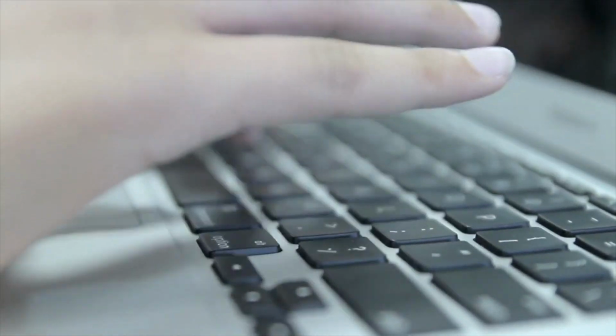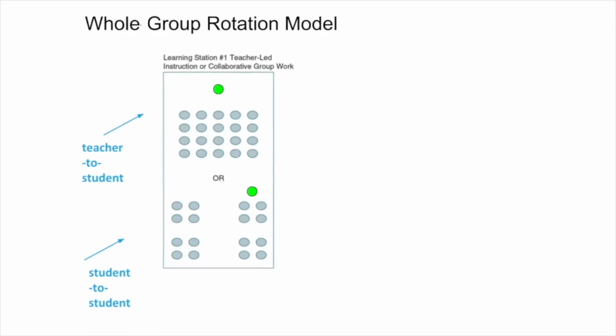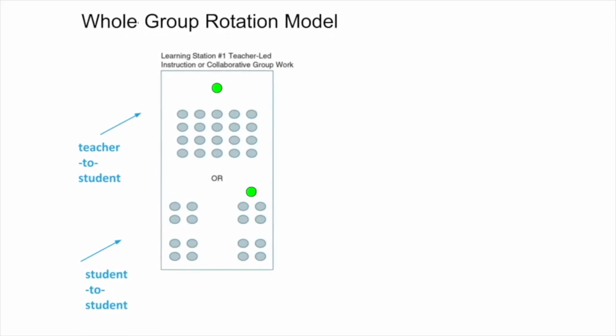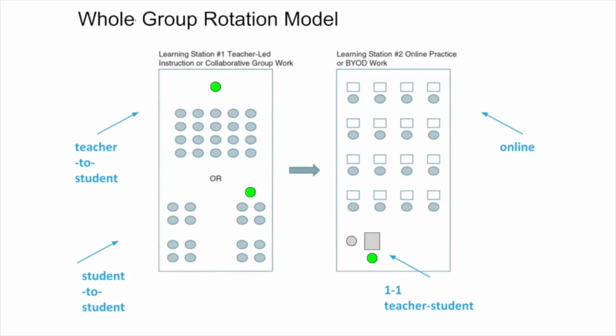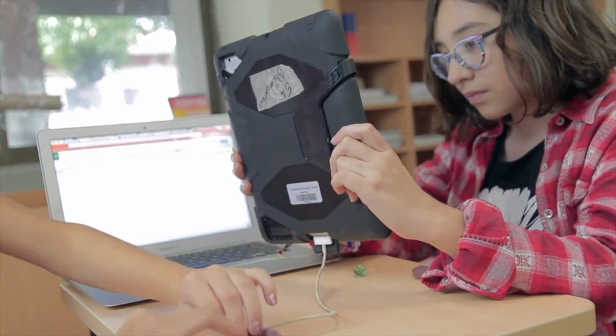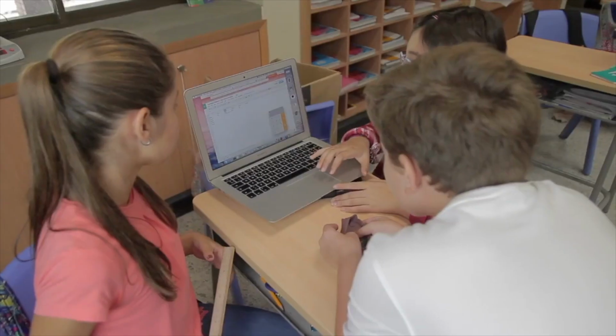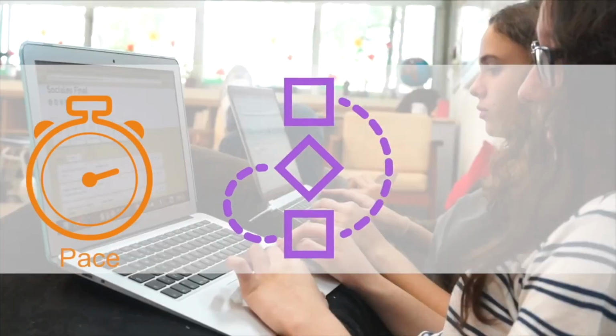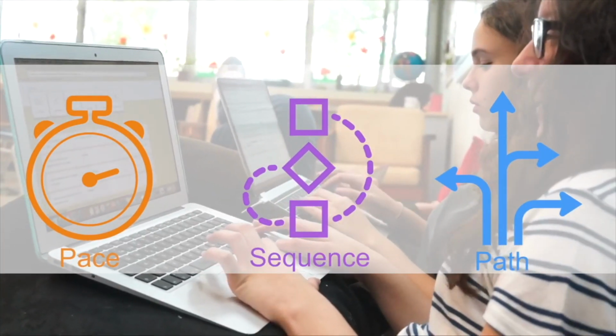The flow of the whole group rotation model is similar to an offline class because students rotate through activities as a group just like they do in a traditional classroom, only this time many of those activities are online. But through the technology, my students were able to control the pace or sequence of their learning and often have choice of a learning path.